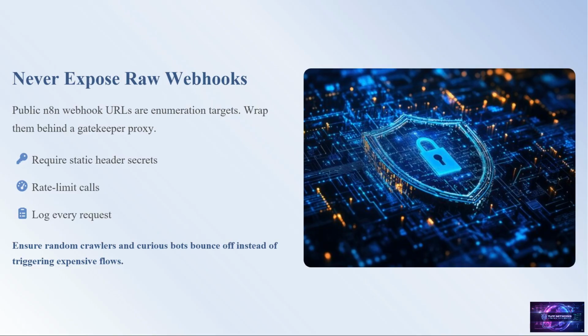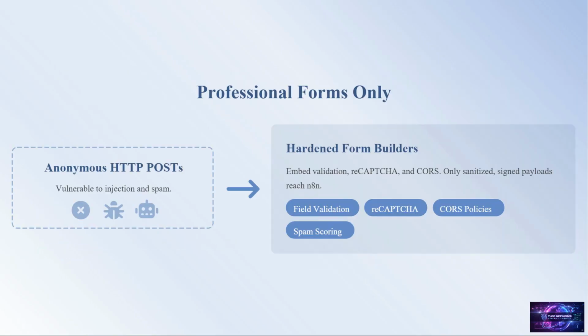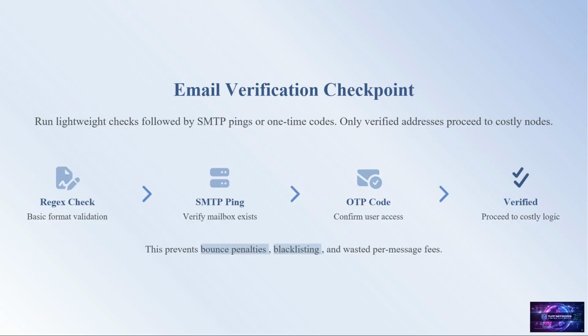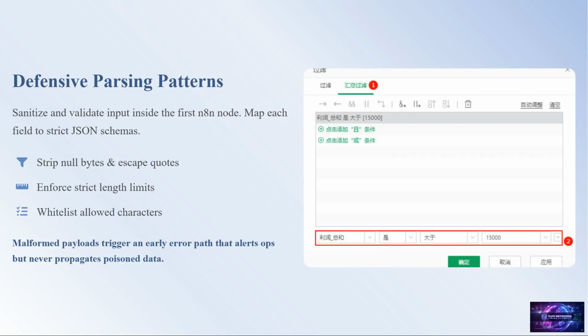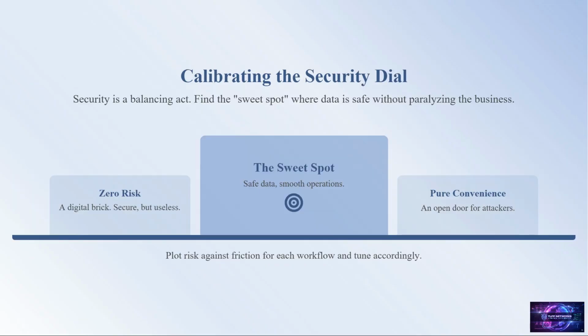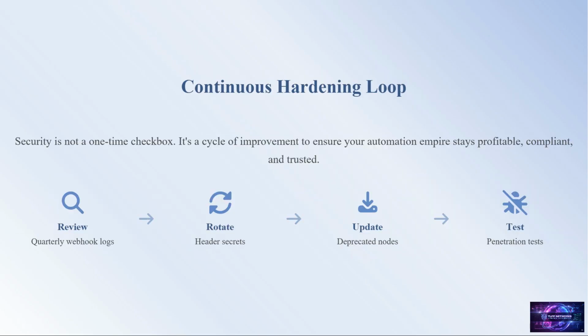Do not expose raw webhooks. Do not trust user input. Do not let your front-end talk directly to your expensive back-end APIs. Use a professional form builder. Gate your workflows with secret tokens. Verify emails before running expensive logic. And always, always assume that everything on the public internet is trying to attack you. If you implement these layers, form security, header authentication, and input sanitization, you can sleep soundly knowing your automation empire isn't going to bankrupt you overnight.